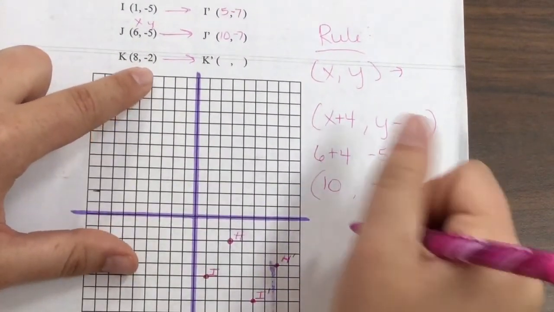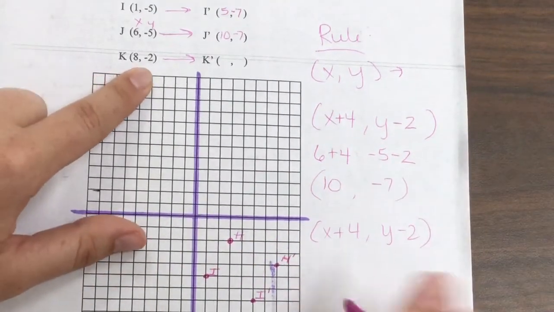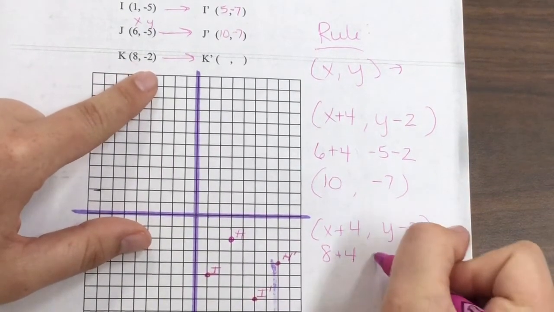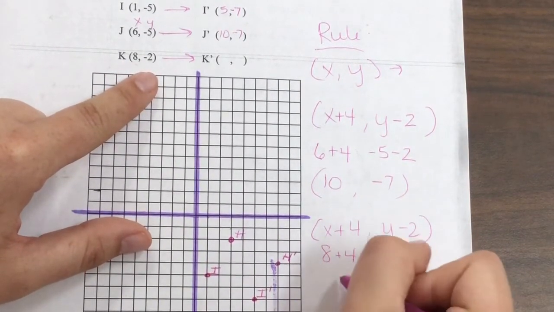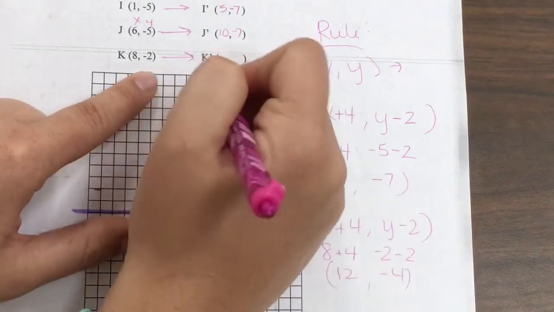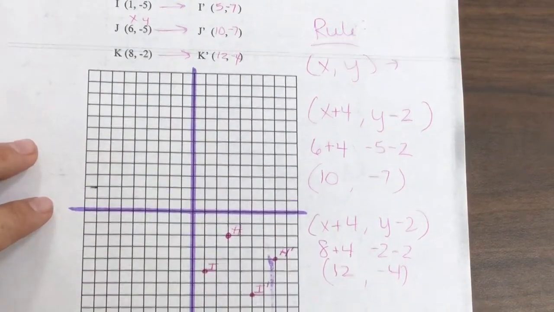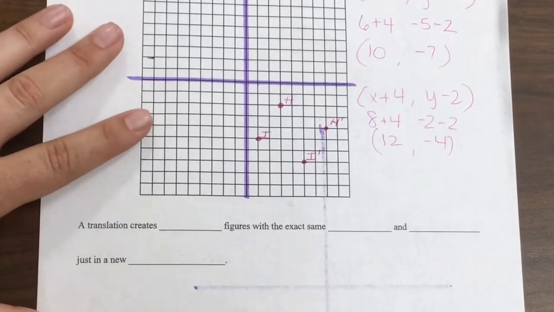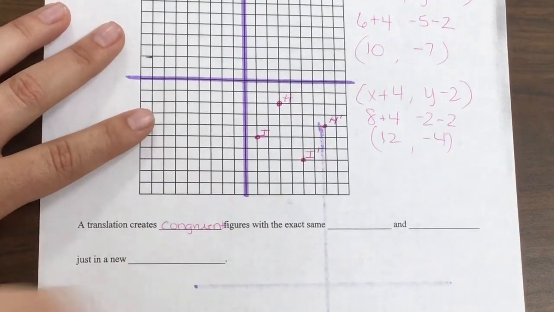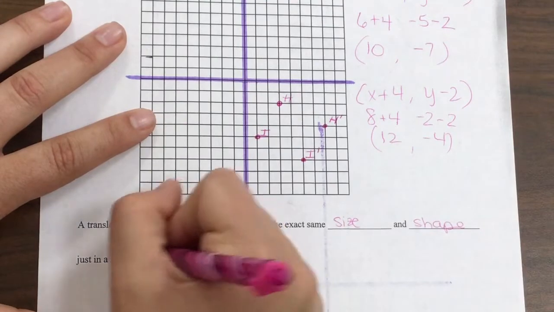So we can look at K. X plus 4, Y minus 2. X is going to be 8, Y is going to be negative 2. 8 plus 4 should be 12, negative 2 minus 2 more should be negative 4, so we now know K prime is going to be at 12, negative 4. The last part of this says a translation creates congruent figures with the exact same size and shape, just in a new location.